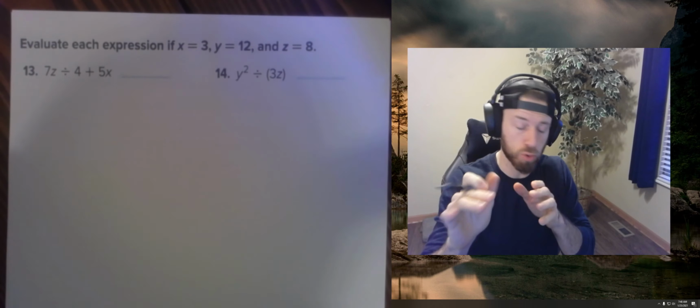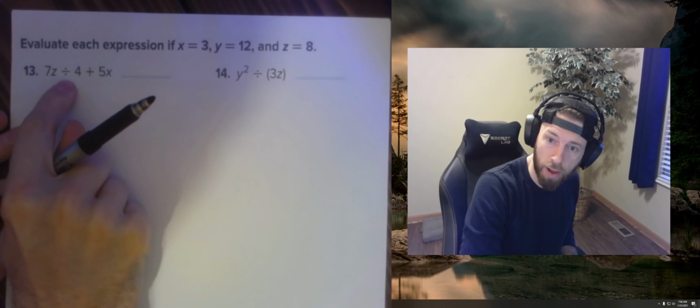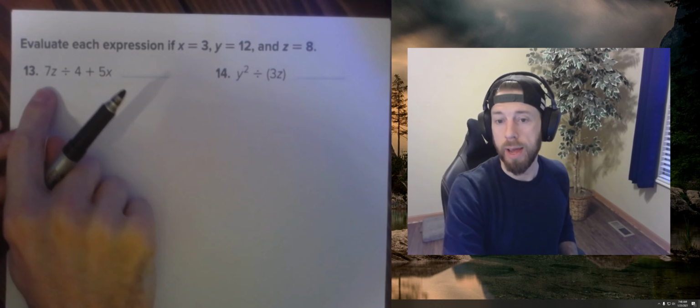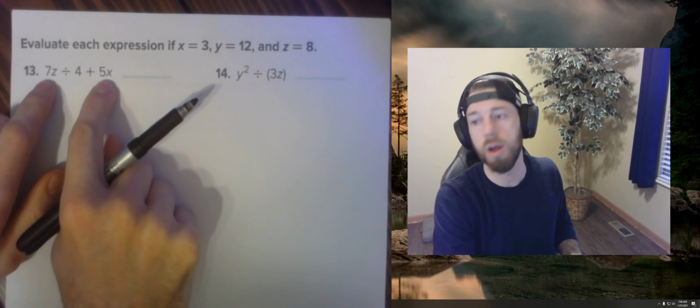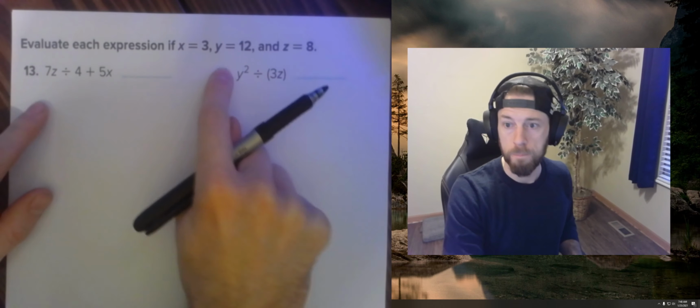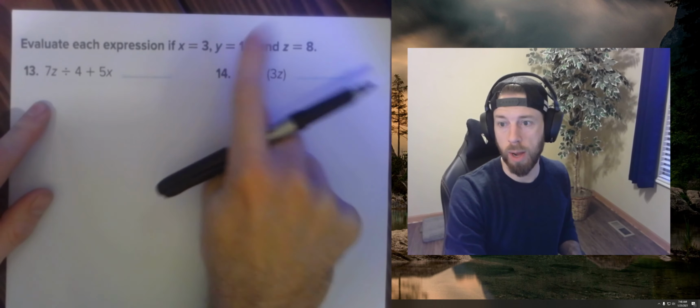I'm going to give you two examples real quick, see what it looks like. 7z divided by 4 plus 5x. Right, anytime you have a letter right next to a number, we know that means to multiply, so you got to multiply these together if I tell you what they are. And up here I do, right? X is 3, y is 12, and z is 8.